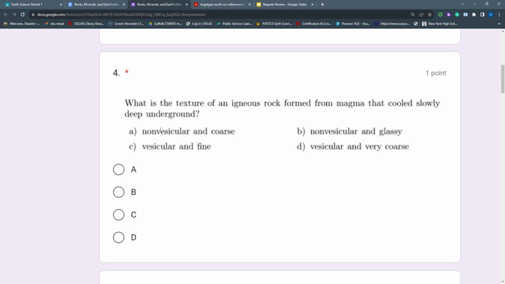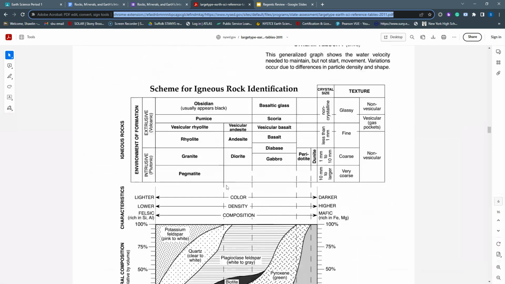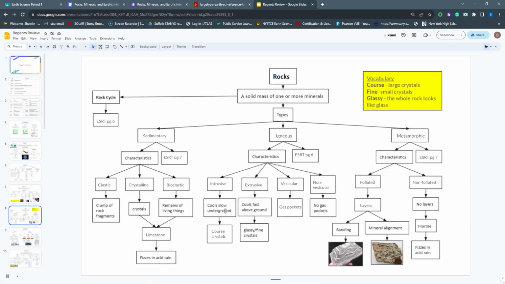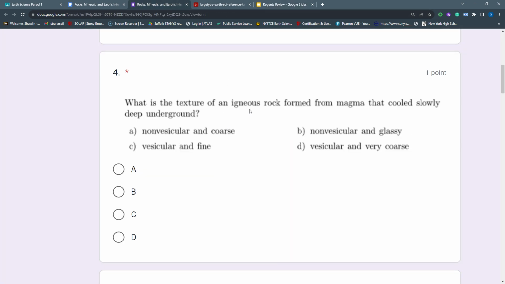Question number 4. What is the texture of an igneous rock formed from magma that cools solely deep underground? Okay, igneous rock. So I'm going to go to my igneous rock chart right here. I'm looking for an igneous rock that cools solely underground. Remember, cools underground is intrusive. And I want to know what texture that rock has.